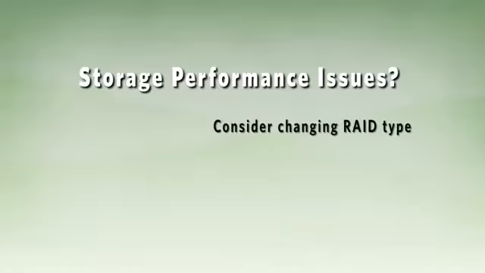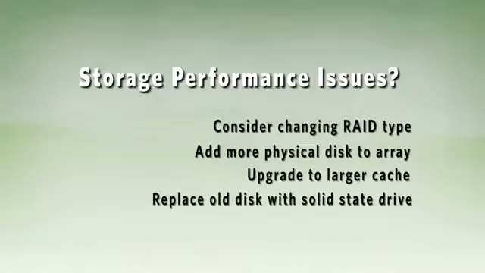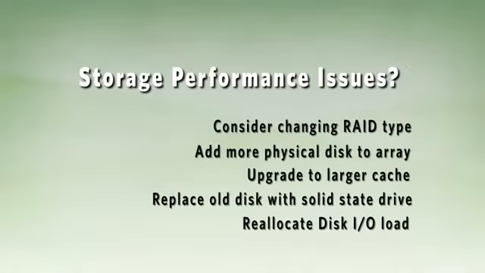Disk latency that exceeds 100 milliseconds for any period of time and high sustained disk queue length are usually signs of storage performance issues. If your server is suffering from poor storage I/O, consider changing your RAID type, adding more physical disks to your array, upgrading your storage controller to one with larger cache, or replacing older, slower disks with solid state or 15K SAS drives. You can also reallocate your disk I/O by evenly distributing databases, applications, and temp files across multiple disks.